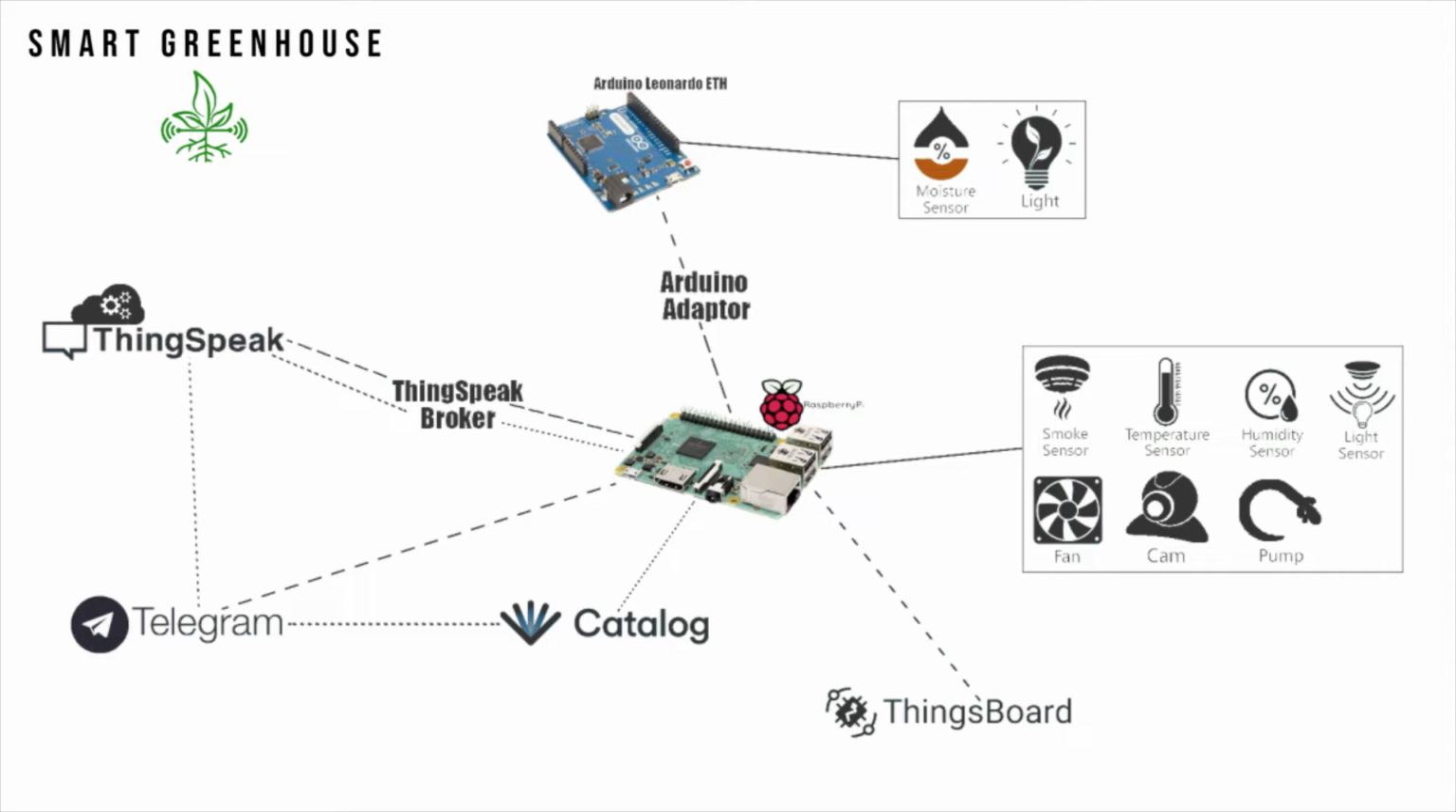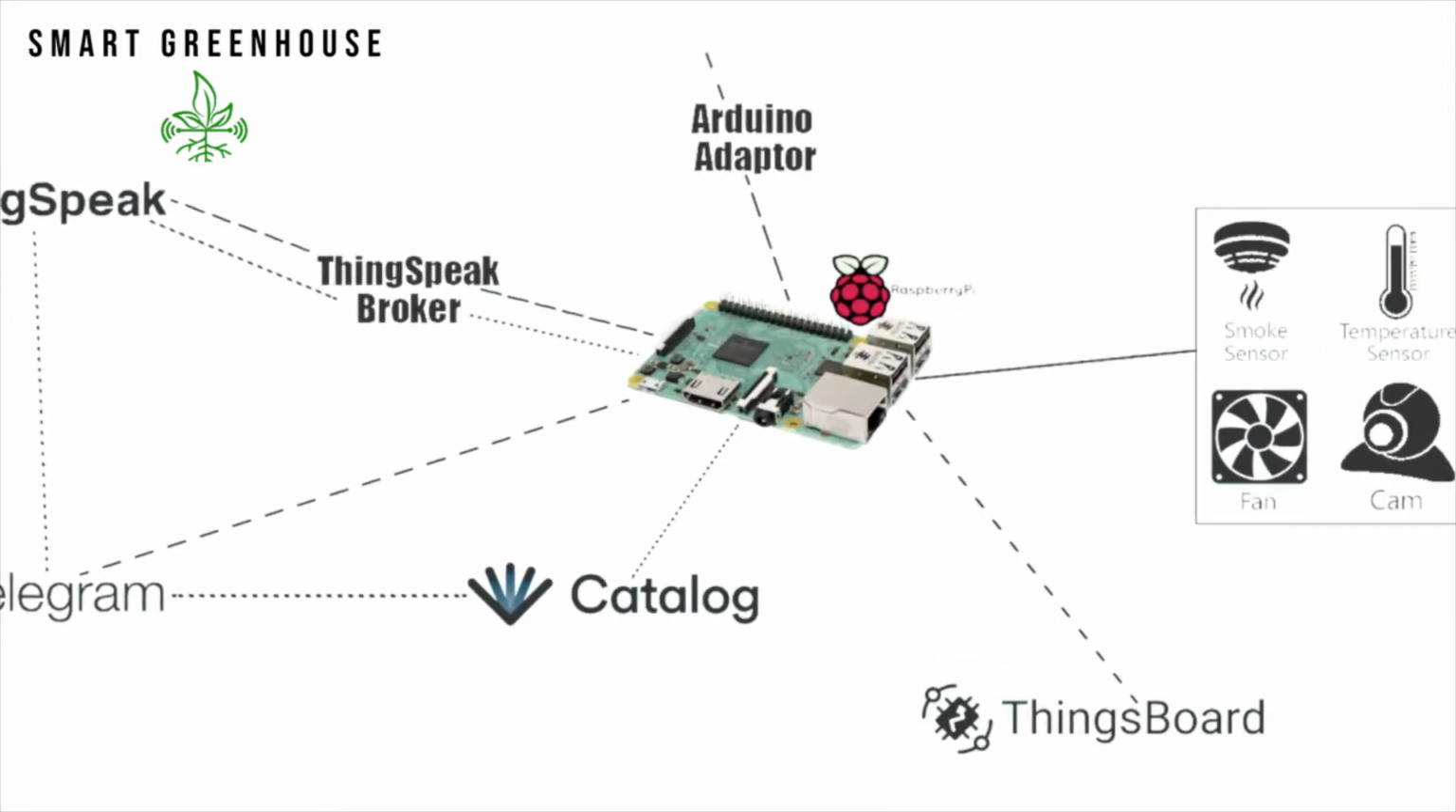The Smart Greenhouse is composed of different actors: the devices, to which are physically connected the sensors and the actuators, a platform as a service ThingSpeak, ThingsBoard, the catalog, and Telegram. Every actor communicates with the others only via web.